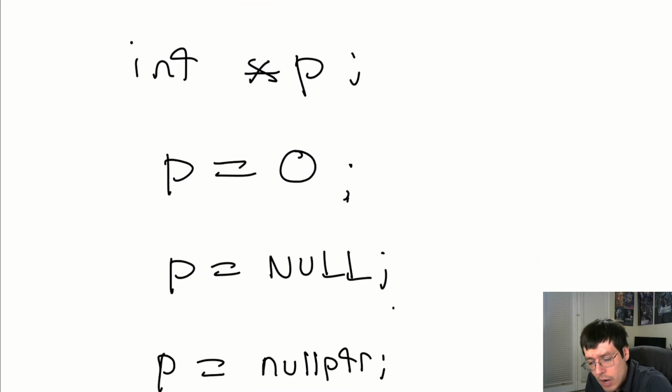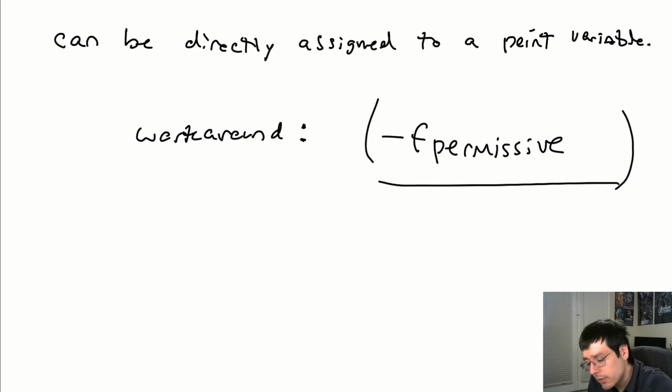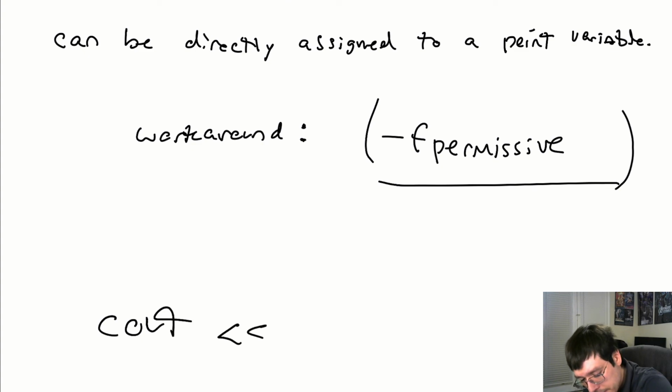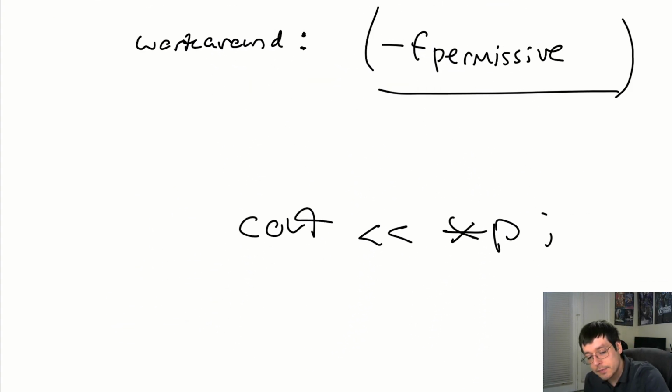Now, how can you check whether a pointer variable is initialized? Very easily. Before you touch a pointer variable, like before you say something like cout p, this is dereferencing p, right? So this is saying go to the address of p and then print out the contents. Obviously, if p is an invalid address, this will crash or give you just really weird data if it doesn't crash.